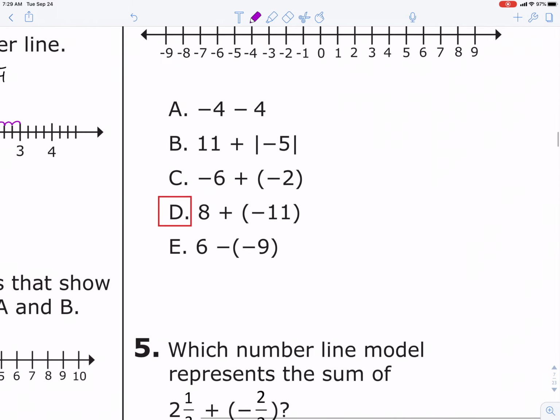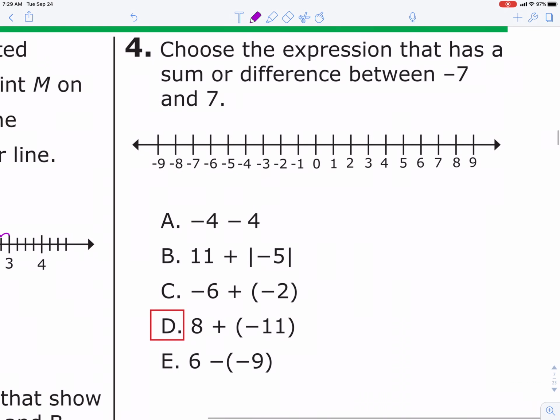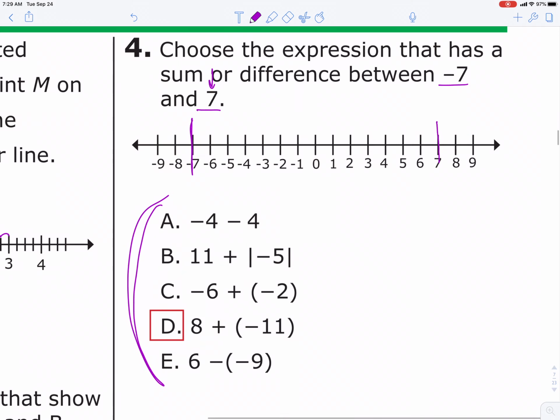Let's move up here to number 4. Choose the expression that has a sum or difference between negative 7 and 7. So all they're asking you is which one of these problems has an answer that lands between negative 7 right here and positive 7 right here. So the answer's got to be between those two lines.